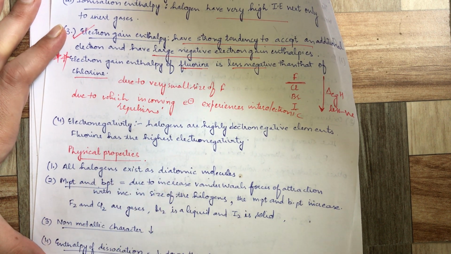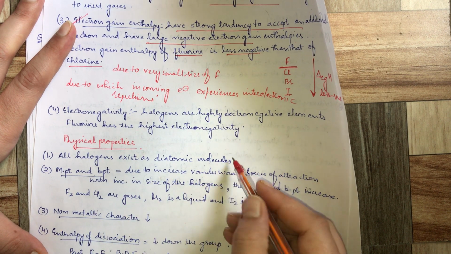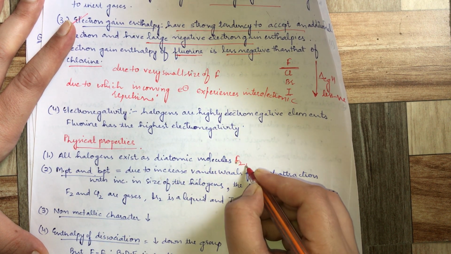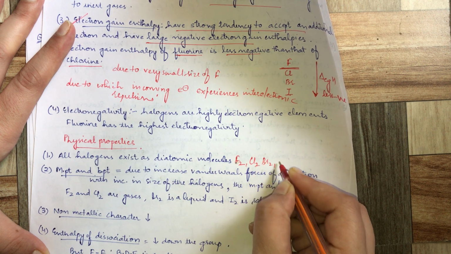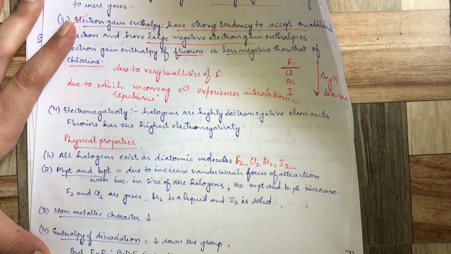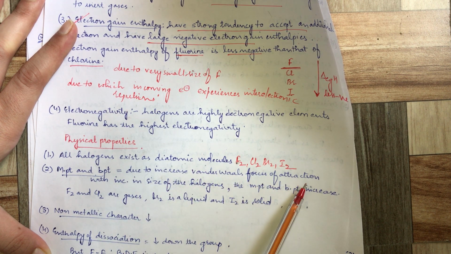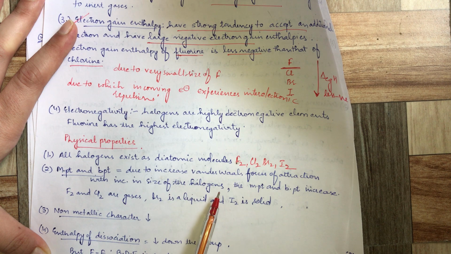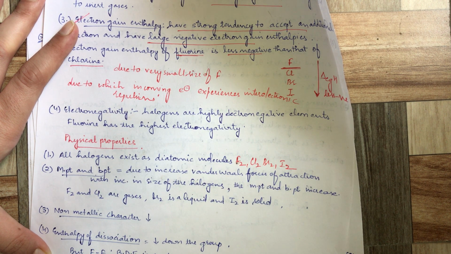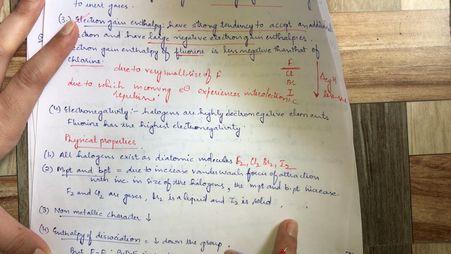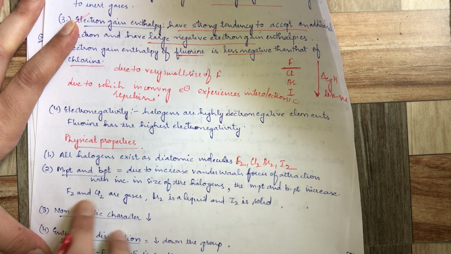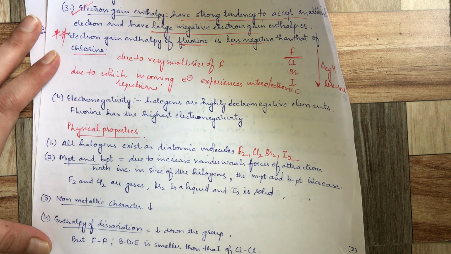Now we talk about physical properties. All the halogens exist as diatomic molecules. For example, F2, Cl2, Br2, I2, all of them exist in diatomic form. Next point to note is their melting and boiling point. Due to the increase in the van der Waals forces of attraction with increase in the size of halogens, the melting and boiling point increases. So if the size of the atom increases, the melting and the boiling point also increases. So I2 is a solid, Br2 is a liquid, and F2 and Cl2 are gases.